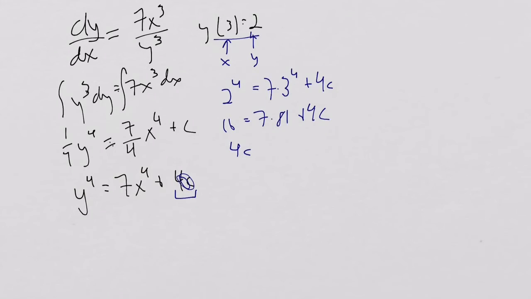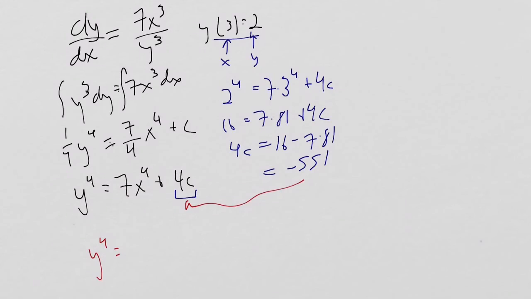What that's going to do is, I will later on replace this mess right here with whatever I get that 4c is. So I'm going to have y to the fourth equals this mess plus blah blah blah, where blah blah blah is 4c. So I'm going to figure out what I get when I isolate just 4c. When I do that, I get 16 minus 7 times 81, which if I plug that into a calculator, I get negative 551.